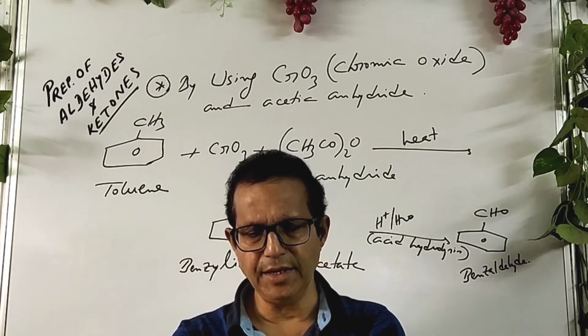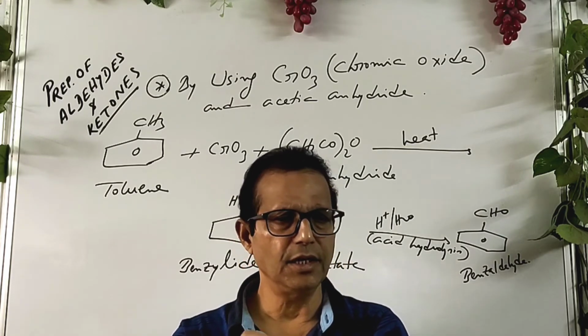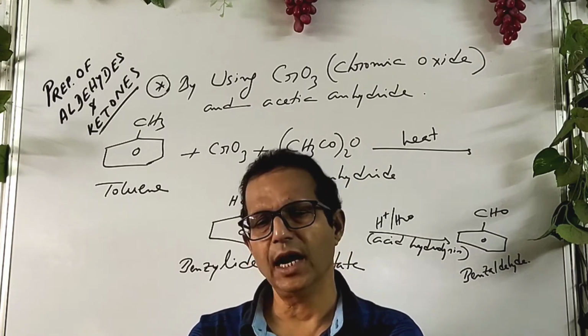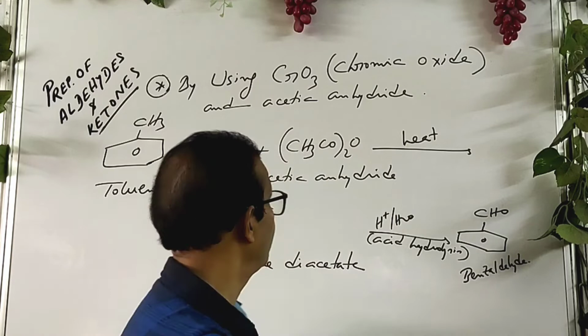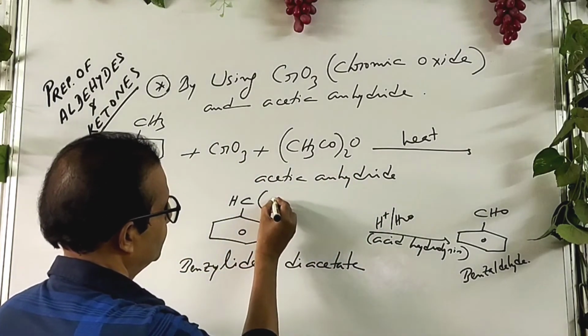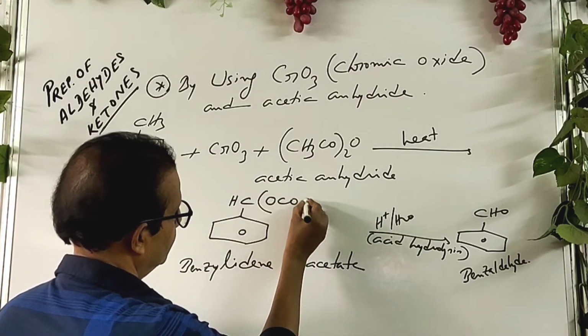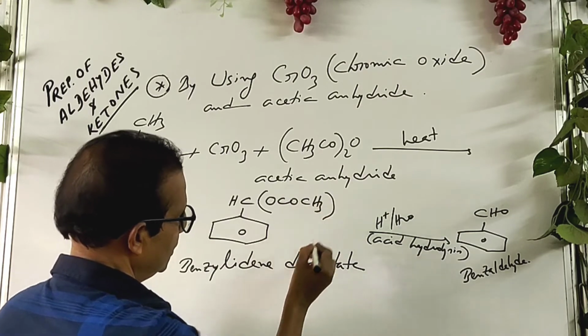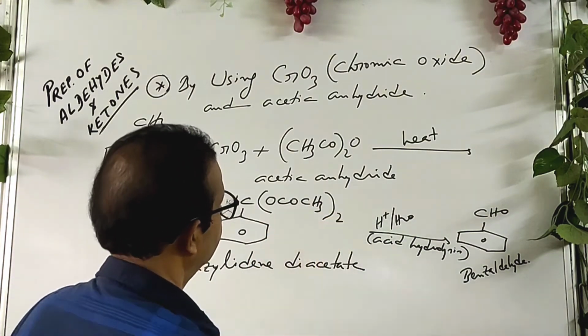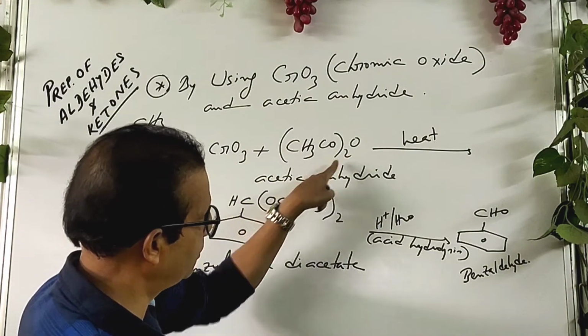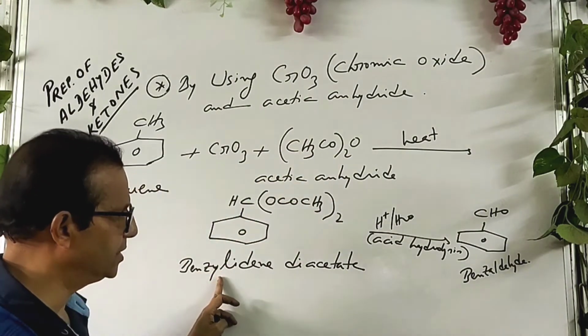What is the technique behind it? Just write the acetate ion, that is CH3COO. Just write acetate ion, hold 2. 2 molecules here. This is called benzylidene diacetate.